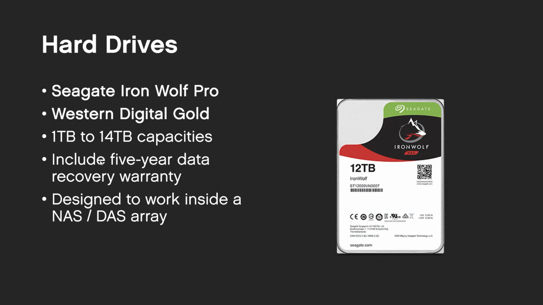My recommendation is Seagate Iron Wolf Pros or Western Digital Gold drives. Those are both made to be inside of a NAS or a DAS. You can get those on B&H. You can get those from pretty much anywhere. All this stuff is buyable from B&H. I'll put some links down in the description as well so you guys can kind of follow along. But you want drives that are built to work inside of a NAS. They're also internal drives. You'll notice that though they don't have nice enclosures on them, they're made to work inside of a separate device. So those are all great choices.